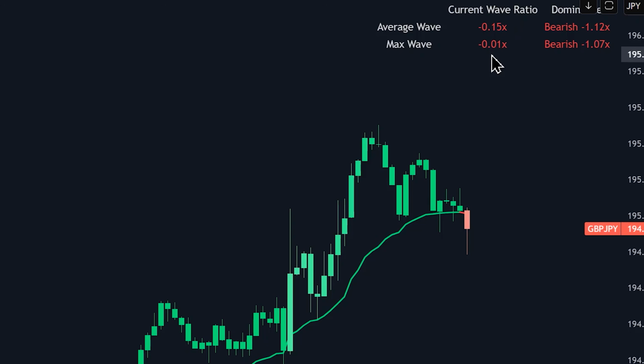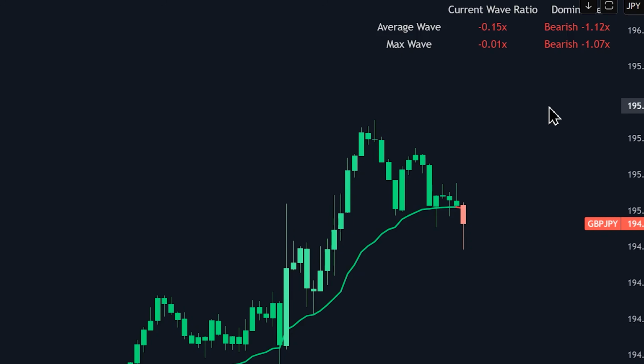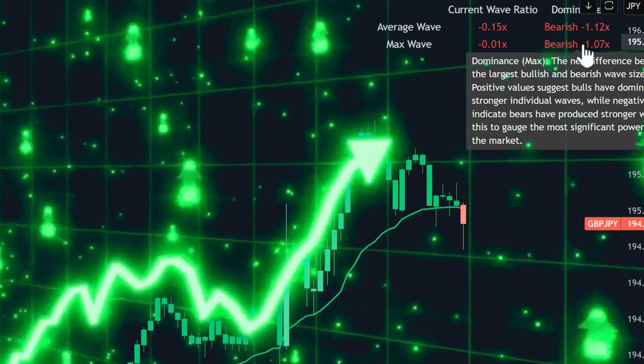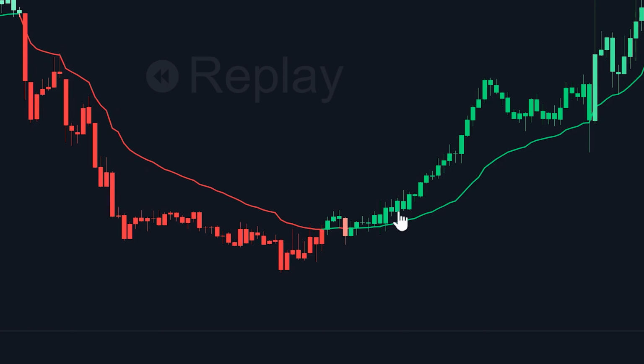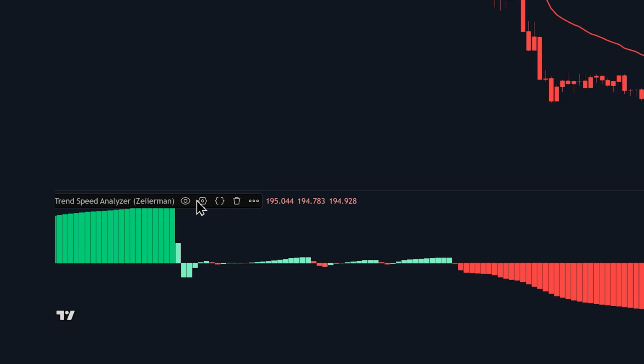A value over 1 suggests the trend might be gaining steam. It also shows dominance, which basically tells you whether the bulls or the bears have been in control. Positive values suggest bullish dominance, while negative values point to bearish control. Oh, and you can also have the indicator color code your candlesticks based on the trend, which is another nice visual touch. Now, let's peek into the settings because you'll want to know how to tweak this thing.